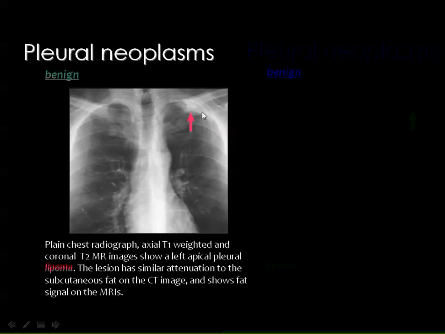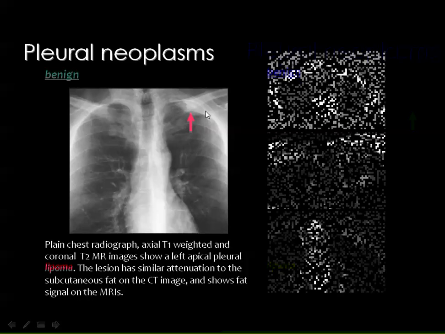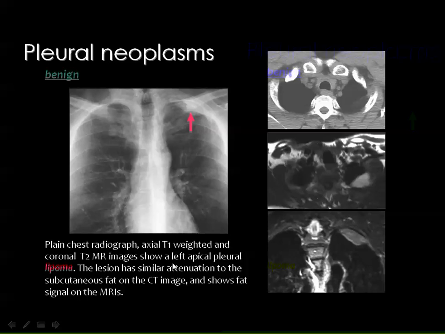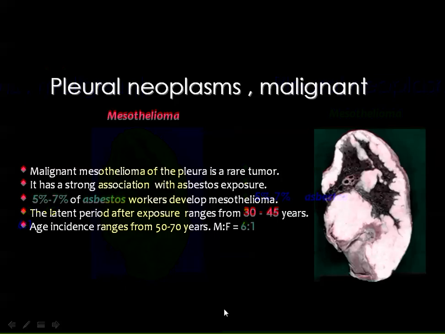If you look at the chest X-ray, you cannot say that this is lipoma unless you have evidence either from CT or MRI. And this is the CT scan of the same case showing a fat-containing lesion which is based on the pleura. And in the T1 weighted image, you know that fat is bright, and in the T2 weighted image, the fat is less bright. And this is one of the uncommon benign pleural neoplasms, which is the pleural lipoma.